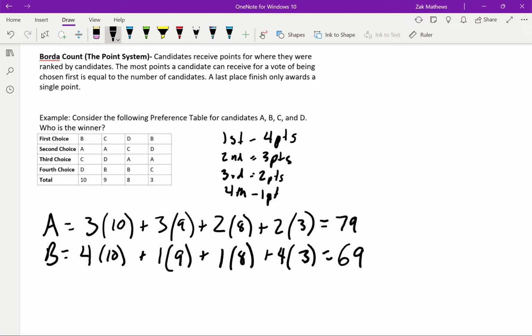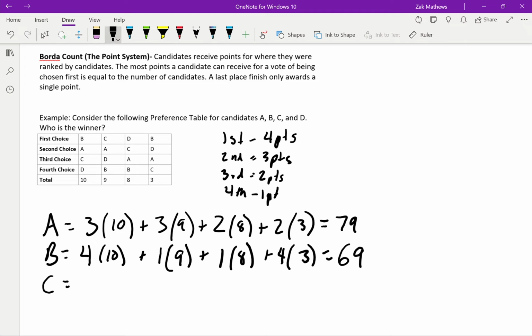So even though A never won, they are leading in this system so far. We don't know that they've won. We have to do C and D. But they've beaten B. Even though A never was selected first, they also were never selected last. And so what the Borda Count System is giving us the ability to do is kind of weigh that and say, okay, even though not people's favorite candidate, not the least favorite either.